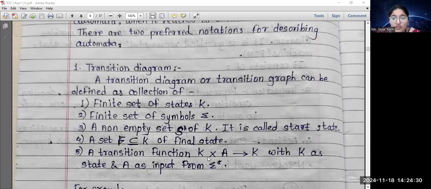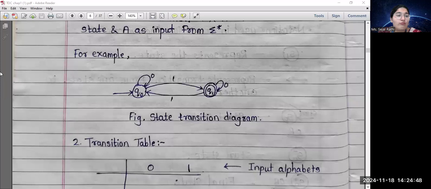So the transition function is K times sigma tends to K, with K as the state and a as an input from sigma star. For example, here is the example now. How many states are there here? 2 states. Which ones? Q0 and Q1, correct?